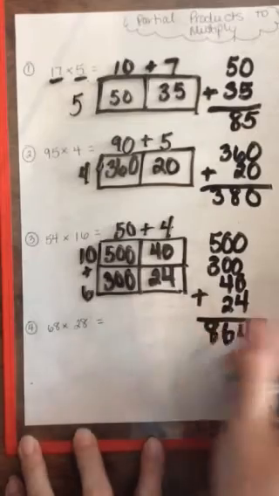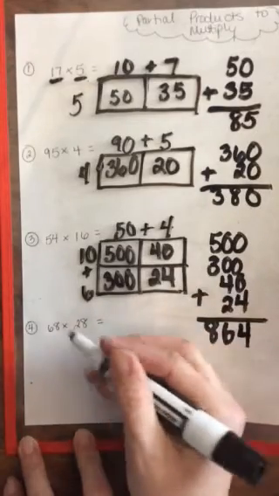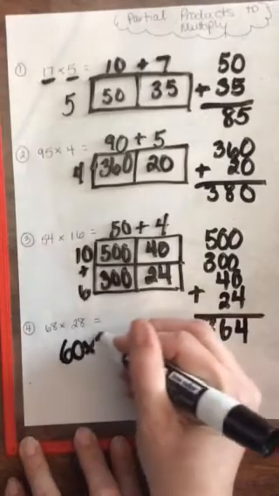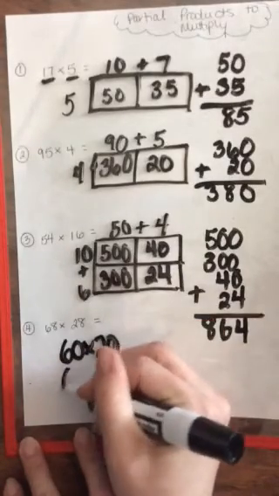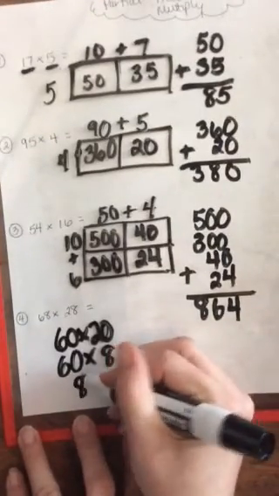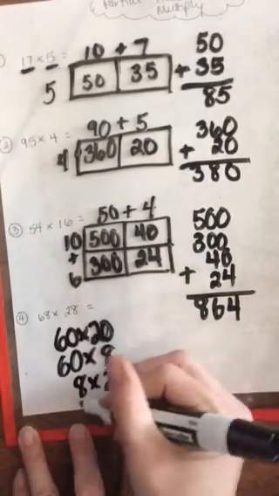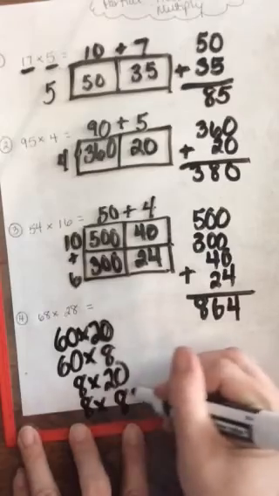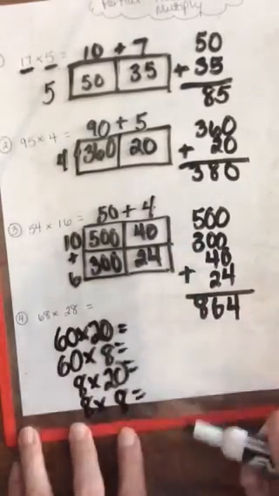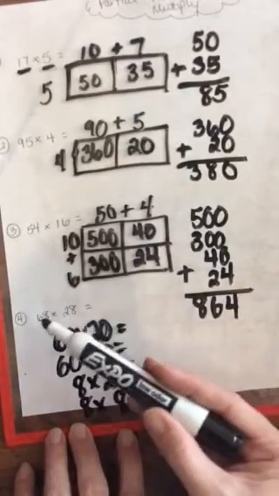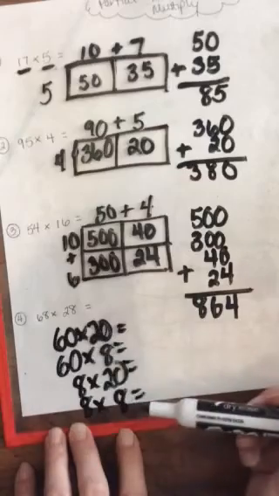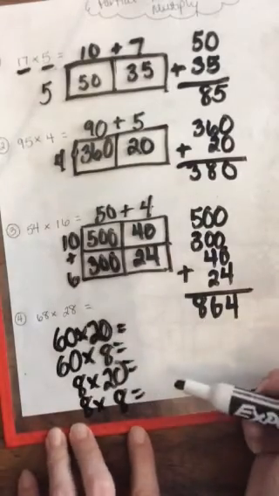Our last problem, again, is a 2 by 2. Now, let's try it without actually building the boxes. So let's say that we're going to do 60 times 20. We also know we're going to have to do 60 times 8. Then we're going to have to do 8 times 20 and 8 times 8. So this is where you could start getting away from the boxes. You could start using these as mental numbers. But remember, you can't just do 6 times 2 and 8 times 8. You have to multiply out all of these digits. Otherwise, your answer is going to be incorrect.